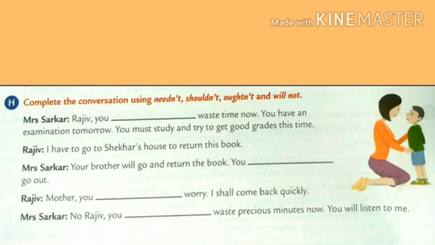Mrs. Sarkar: No Rajiv, don't waste precious minutes now. You will listen to me. You complete the blanks for this Rajiv and Mrs. Sarkar conversation. You have only 2 blanks. If you read the conversation, you can understand. I have the given answers for the above blanks. So using that, read the conversation fully and write the correct answer.